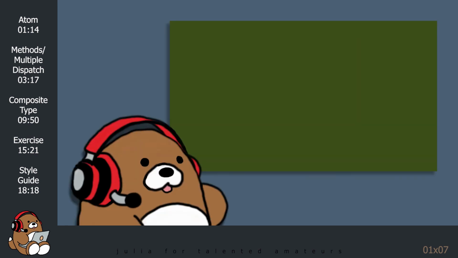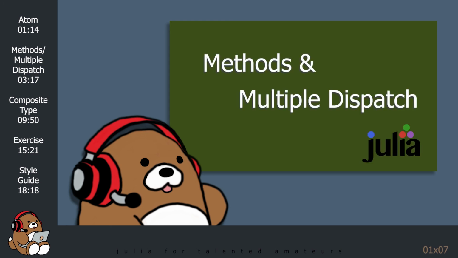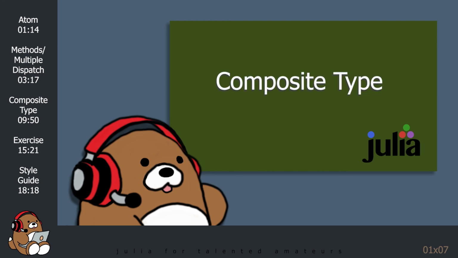Well, that's it for now. Today, we started to learn what makes Julia, Julia. We learned about the magic of methods and multiple dispatch. We learned about composite types and how to create our own custom data types. Finally, we looked at some style guidelines to help us adopt some best practices so that we can join a broader Julia community made up of some very talented visionaries.